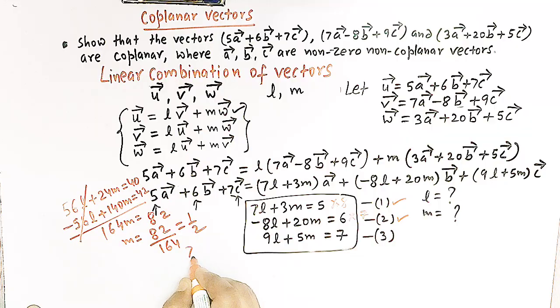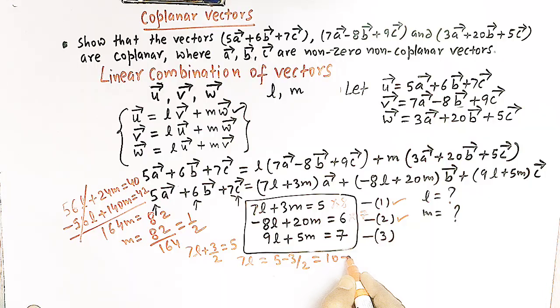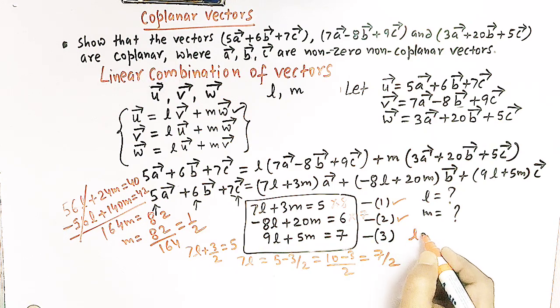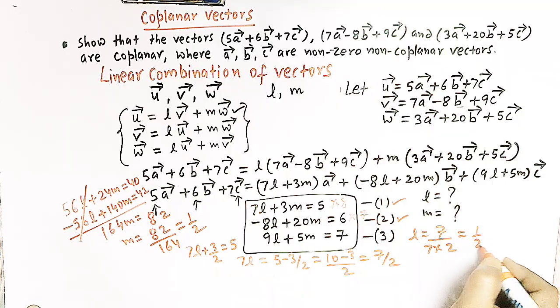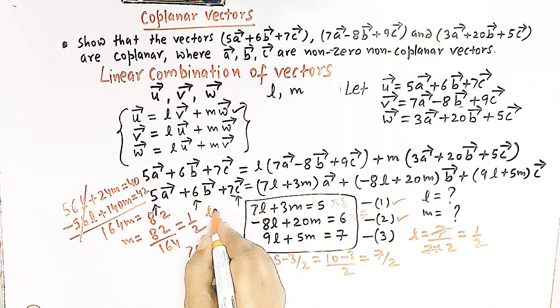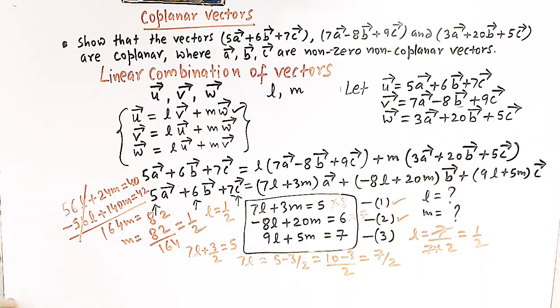So we have 7L plus 3 over 2 is equal to 5. So we have 7L is equal to 5 minus 3 over 2, that is 10 minus 3 over 2, that is 7 over 2. So we have L is equal to 7 divided by 7 times 2. So this is half, right? So here the value of M is half, and the value of L is also equal to half.